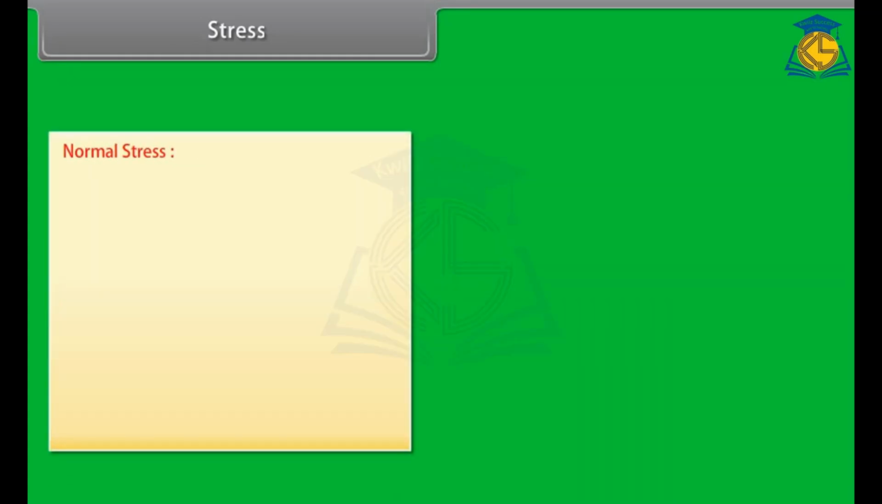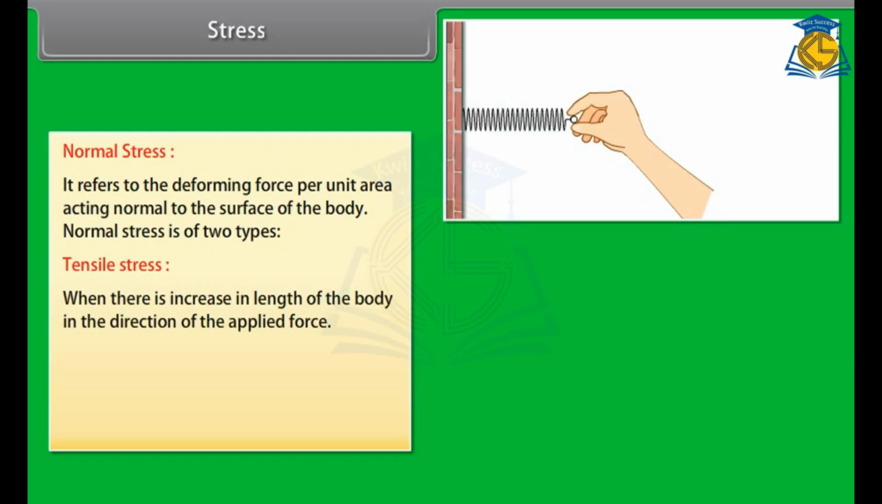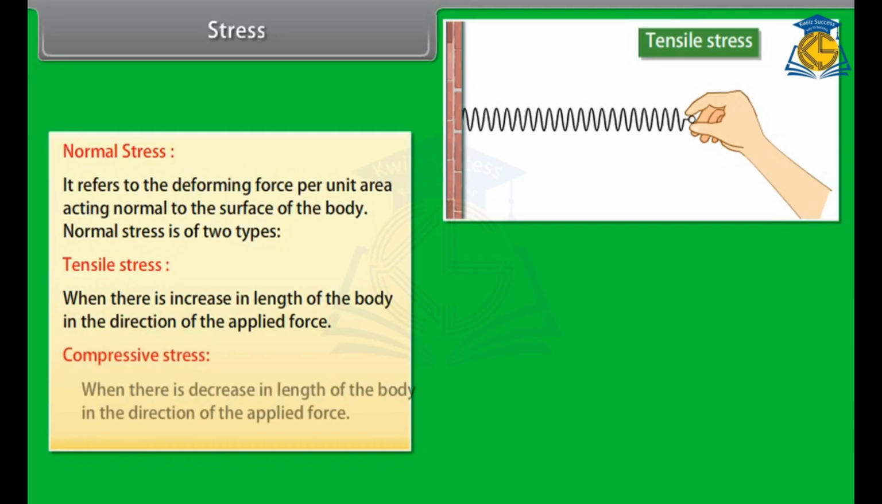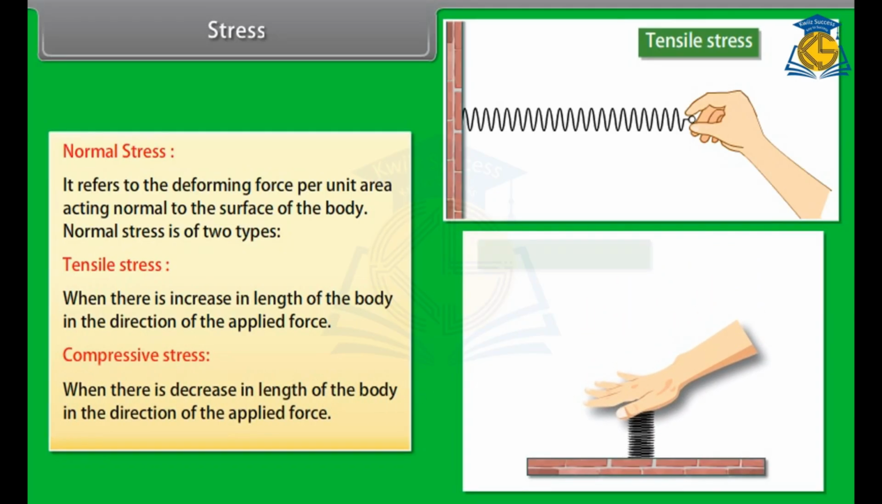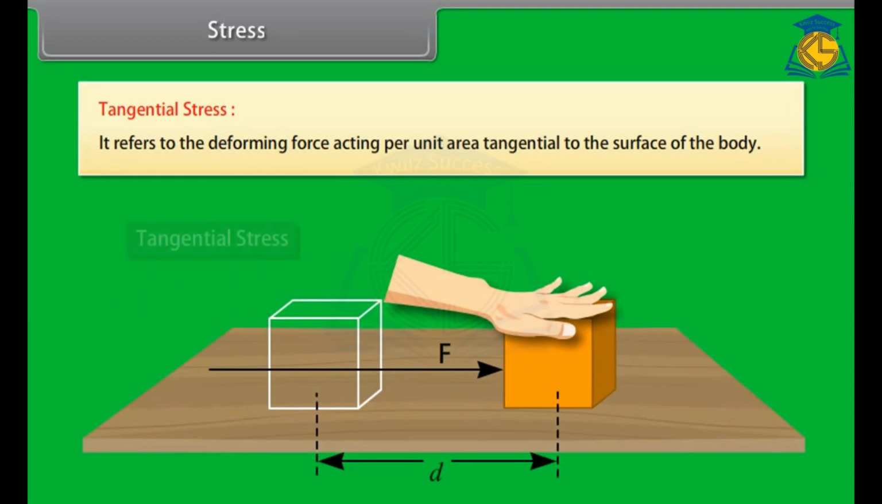Normal stress. It refers to the deforming force per unit area acting normal to the surface of the body. Normal stress is of two types. Tensile stress: when there is increase in length of the body in the direction of the applied force. Compressive stress: when there is a decrease in length of the body in the direction of the applied force. Tangential stress. It refers to the deforming force acting per unit area tangential to the surface of the body.